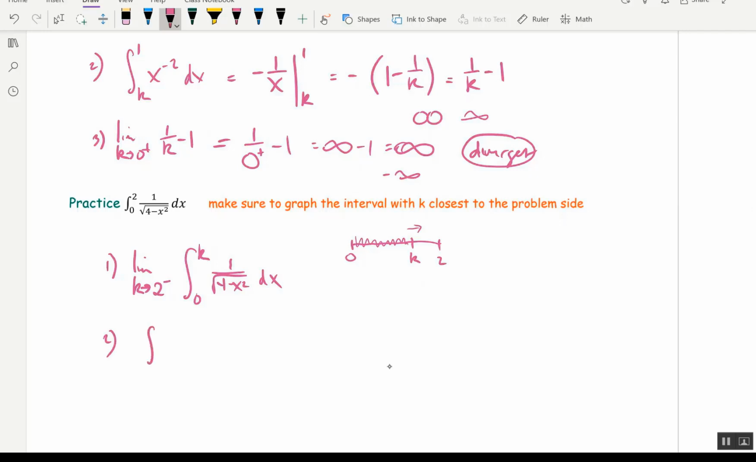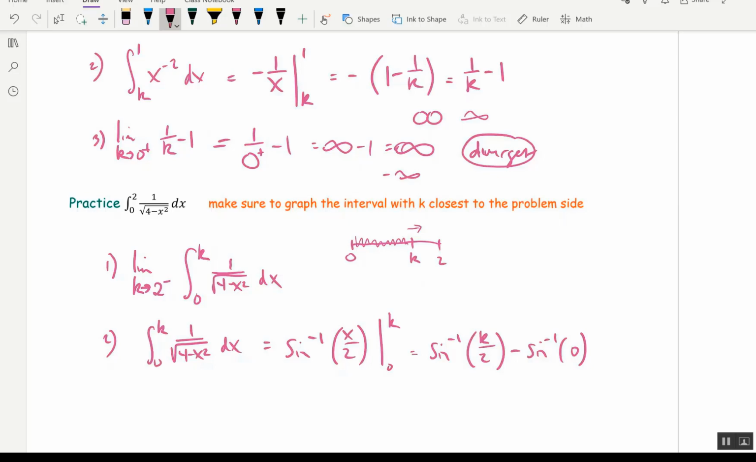So step 2, we just want to evaluate this guy. Now remember, sine inverse is the only one that doesn't have a 1 over k that comes out front. Like, there's going to be no 1/2 that comes out front. We're just going to get sine inverse of x over 2 between our two limits, 0 and k. All right, so that's sine inverse of k over 2 minus sine inverse of 0. However, sine inverse of 0 is 0, so this guy's going to be 0.